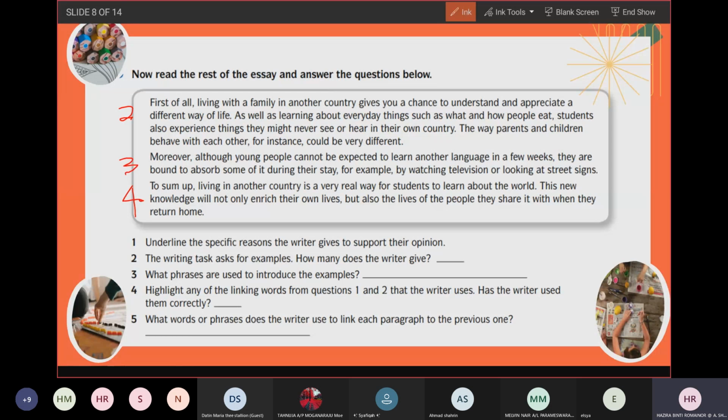Hazan Qayyum. Qayyum, where are you? Cik Qayyum ni nak jawab soalan lagi susah agaknya. Okay, never mind. I will come back to Qayyum later. Alright, Amira, please read paragraph 2.